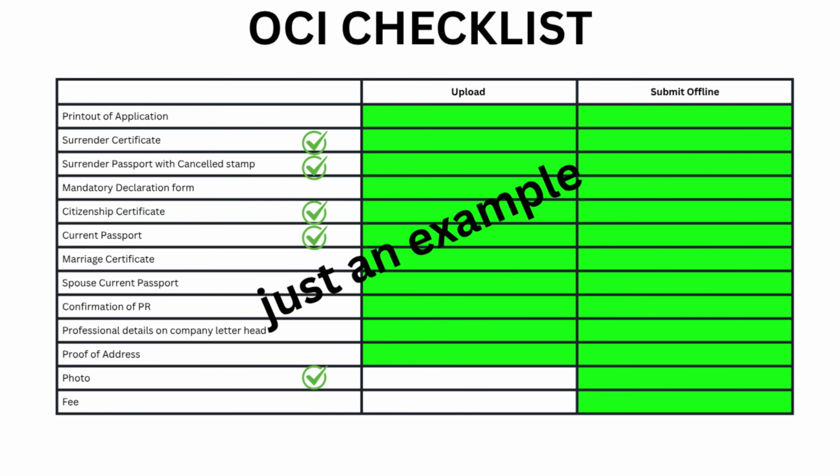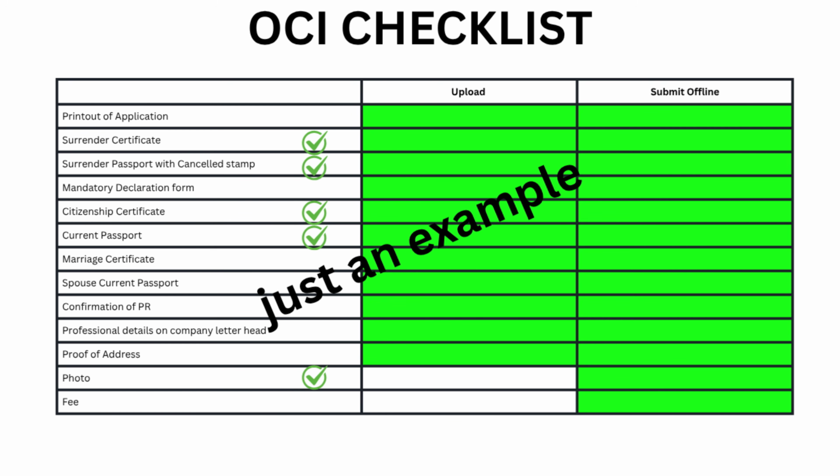In case the spouse has an OCI card, a copy of the OCI card will go. Your confirmation of PR will get uploaded, and professional detail on a company letterhead will go. I have talked about various scenarios on how you can make sure that this document is available. Then proof of address will go. The photo is already uploaded, and the fee part I will talk about a little later.